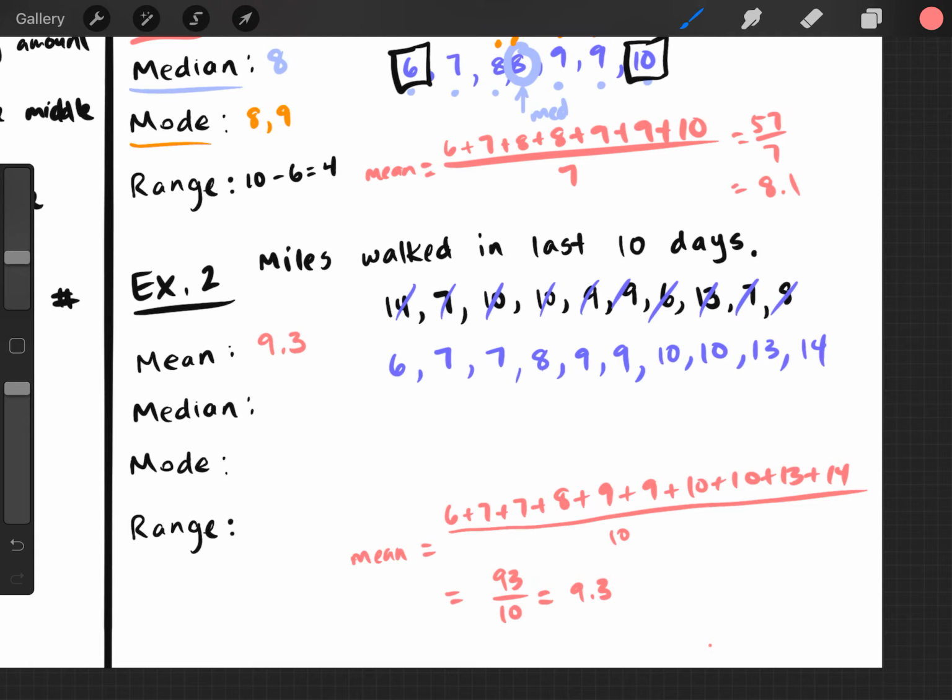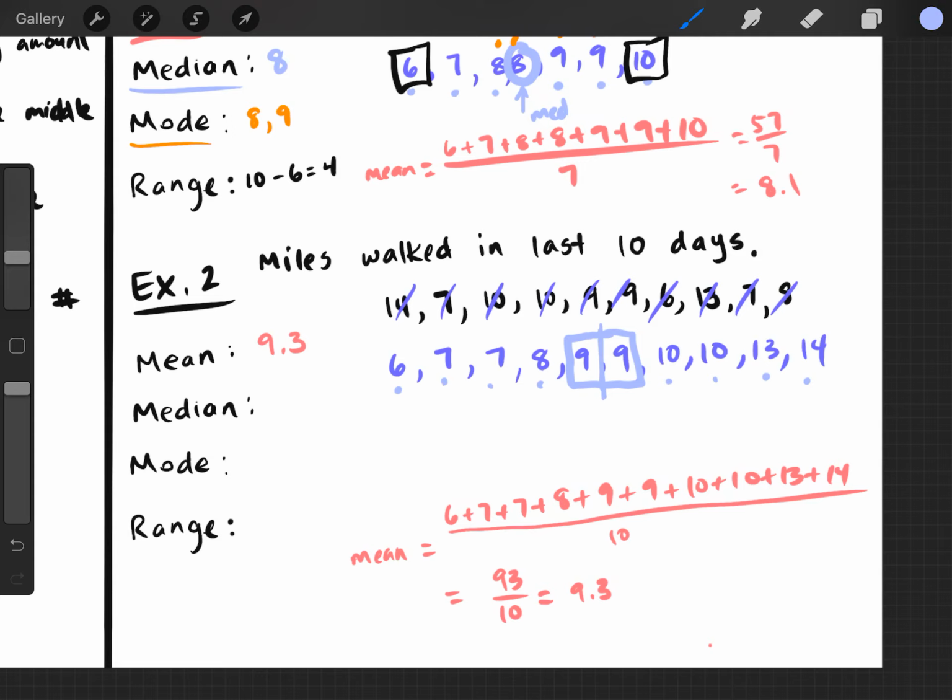So that means, on average, I walked about 9.3 miles a day. Yeah, come at me, 9.3 miles. The second thing we're going to do here is find the median. Again, that's our number in the middle. So we're just going to count in one at a time. And notice how we end up with two numbers here in the middle. Whenever you end up with two numbers in the middle when you are finding your median, we want to find out what's exactly in between those two numbers.